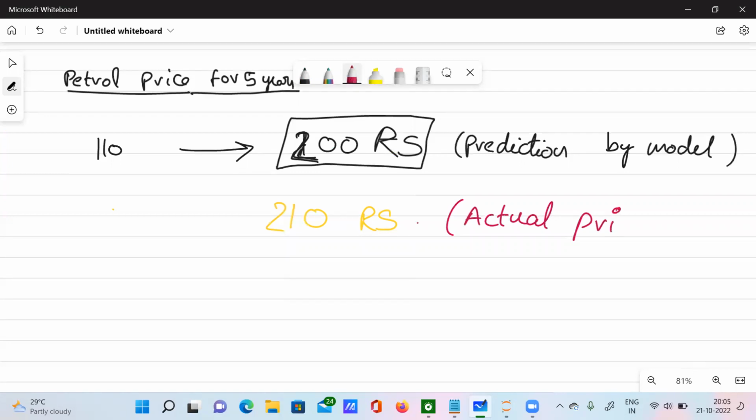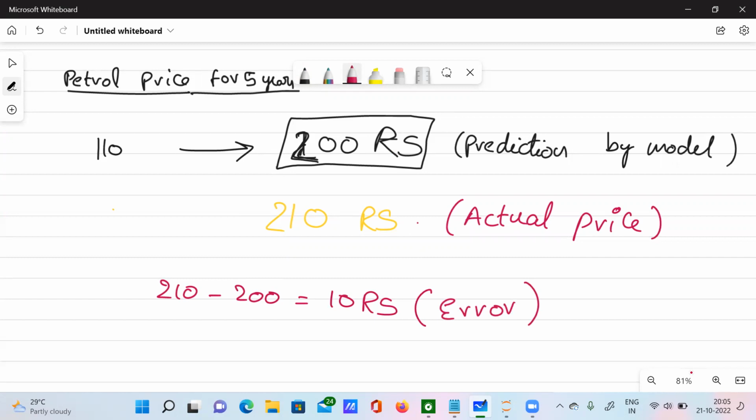So this is the actual price here. When you look at the difference here, what is the difference? 210 minus 200 is nothing but the 10 rupees. So this particular 10 rupees is the difference. We can also call this particular difference the error. This is the error here. So the error is nothing but the difference between the predicted and actual. Okay, this is nothing but the error.